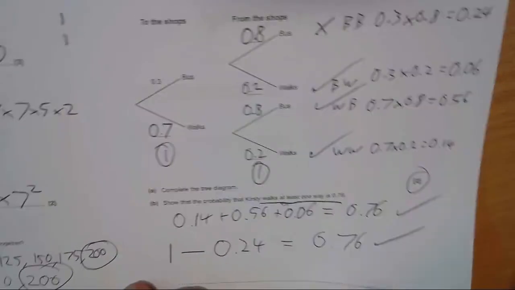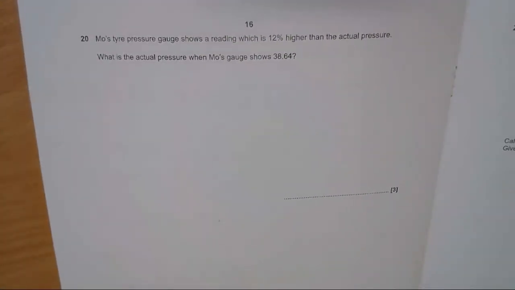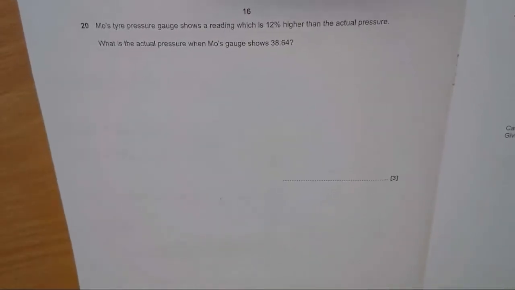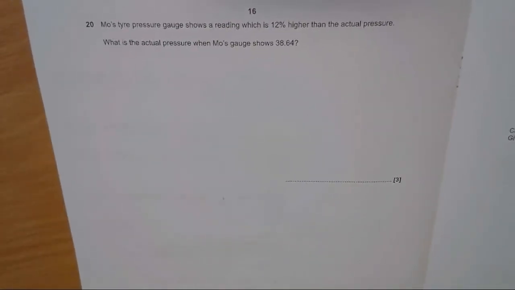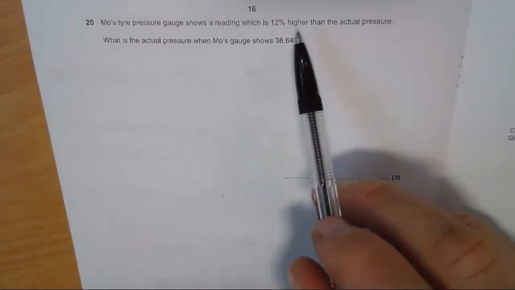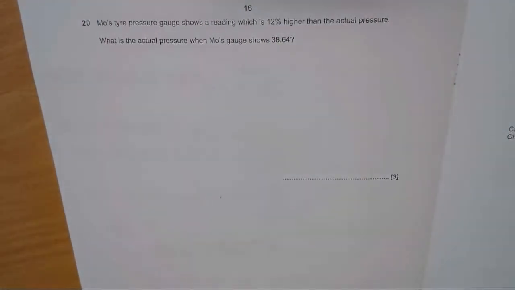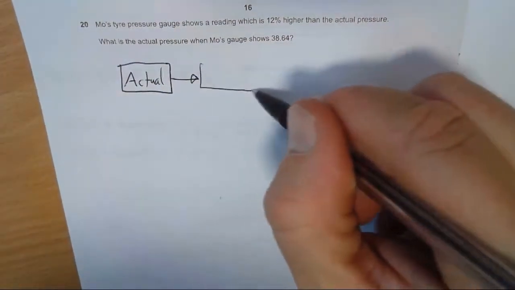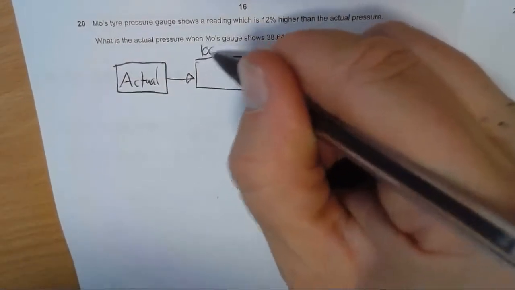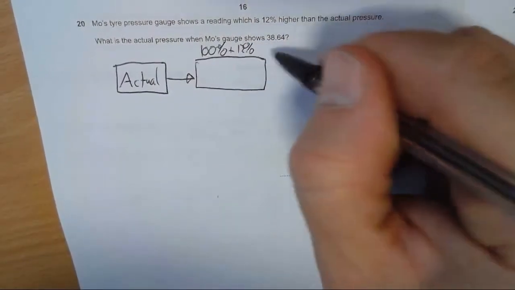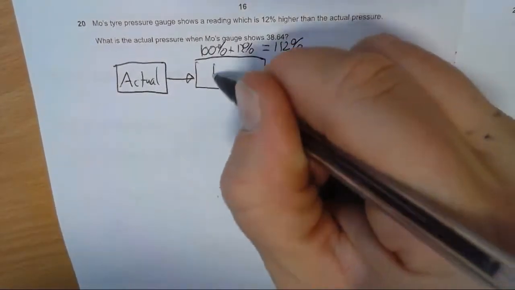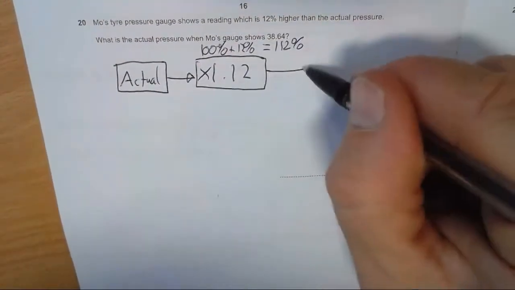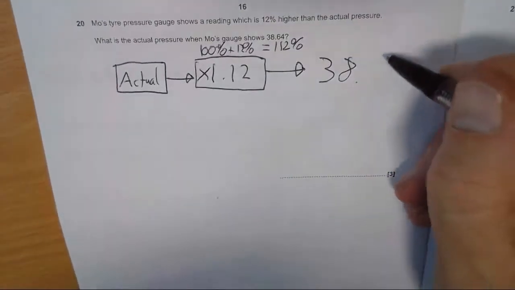Okay, question 20. Right, again, this one, we've got an original amount after a percentage change situation. Hopefully you guys recognize that. So, it shows a reading 12% higher than the actual reading. If I imagine this situation, I've got the actual reading, and the reading on the gauge is 12% higher. So 100% plus 12% is 112%. So that's a 1.12 multiplier. And that's coming out at 38.64.